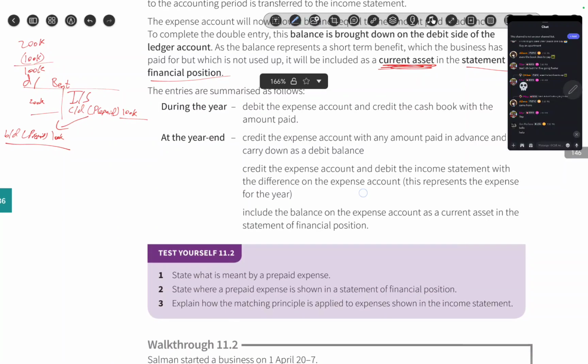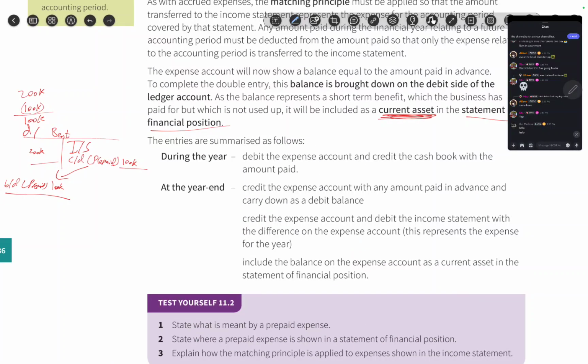Now the entries are summarized. Debit the expense account, credit the cash book, because whenever you pay, you credit your bank and debit your expense. Then credit the expense account with any amount paid in advance. This is the amount we paid in advance. Carry down as a debit balance. So this is carried down and then you bring it down as a debit balance. Then you credit the expense account and debit the income statement. So this is our expense account, credit the expense account, and on the debit side of the income statement, you have your expense, which is going to be rent.